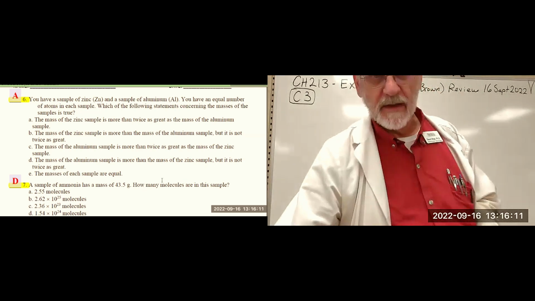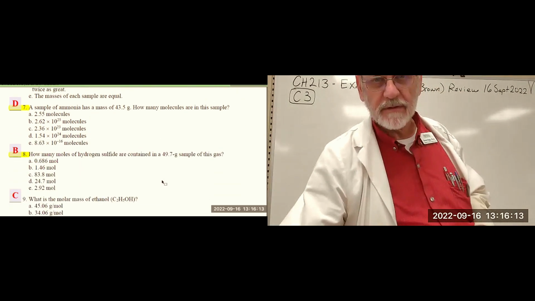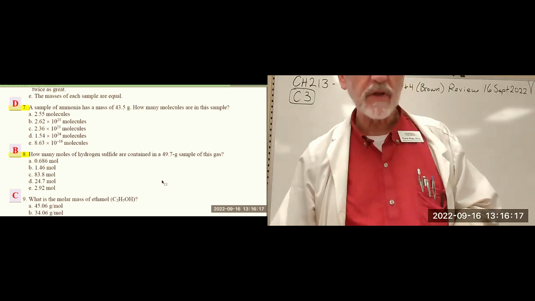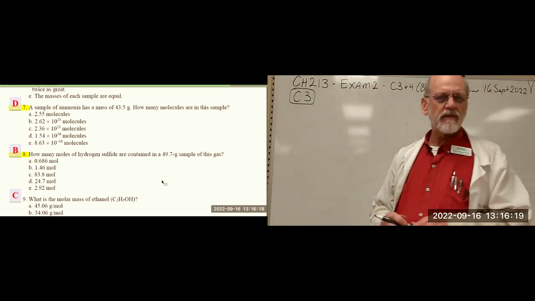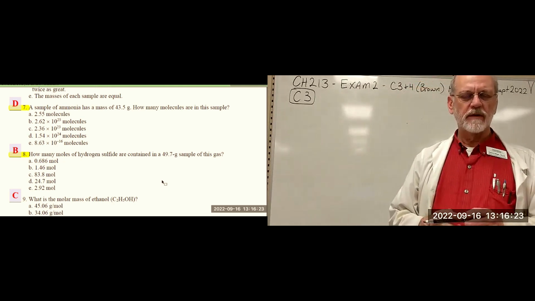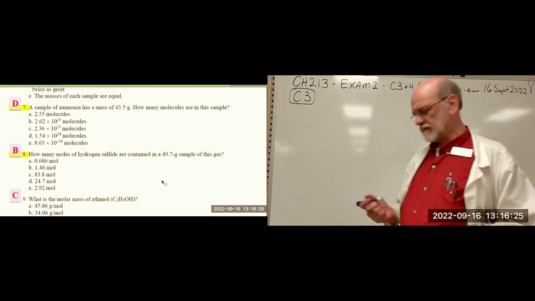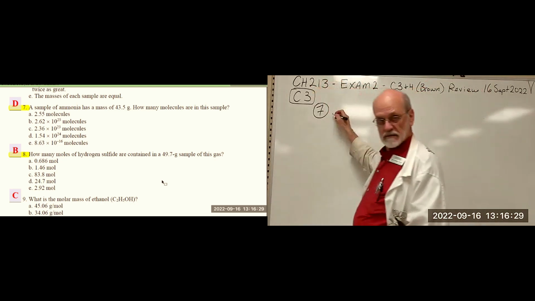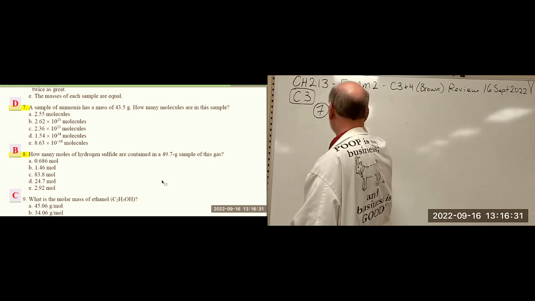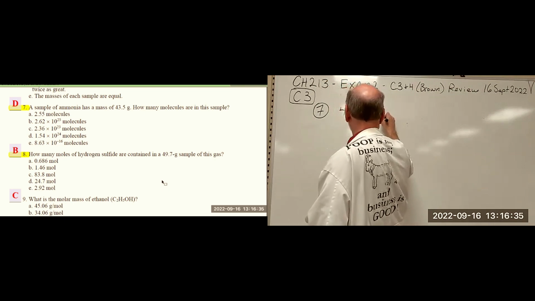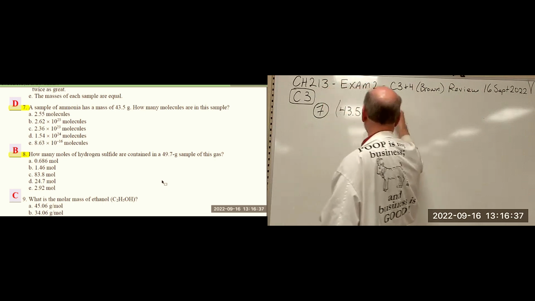All right. Let's see. Do we need to stop at 7? This is another unit conversion. If you have ammonia, it has a mass of 43.5 grams. How many molecules are there? So I guess I better do it. 43.5 grams of ammonia, and he wants to know how many molecules that is.